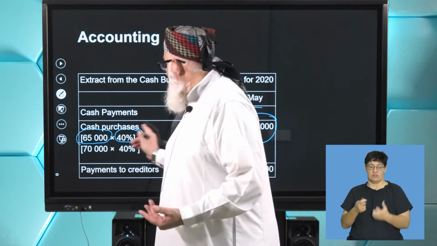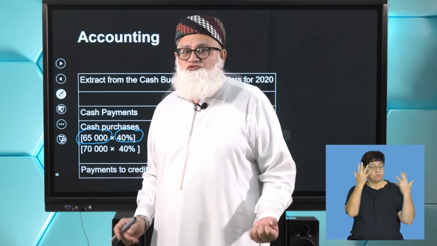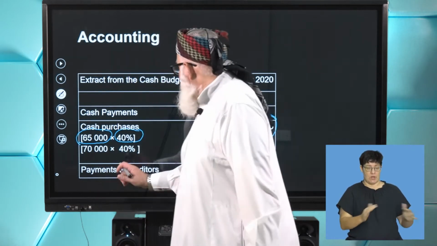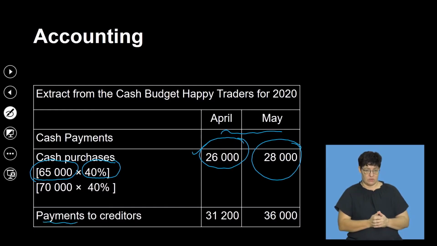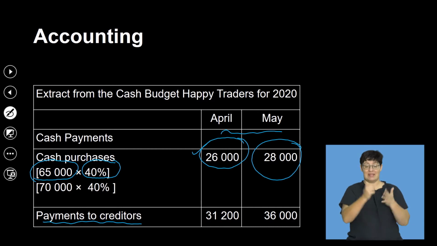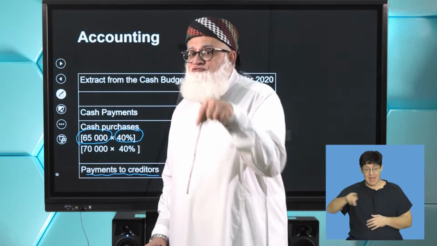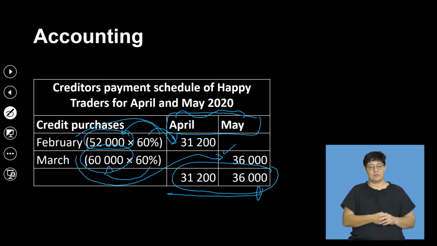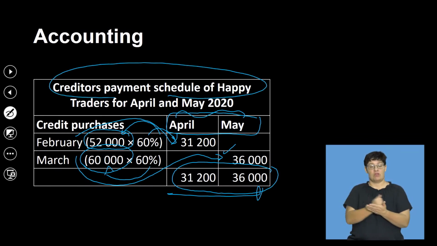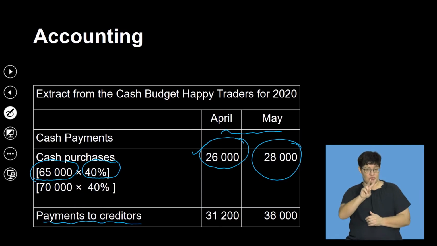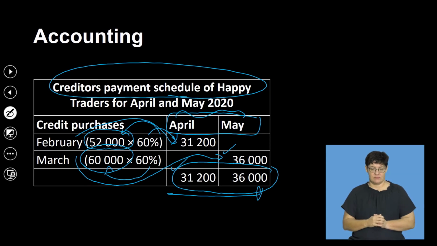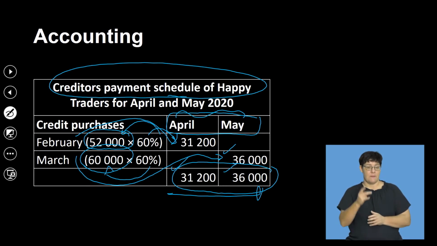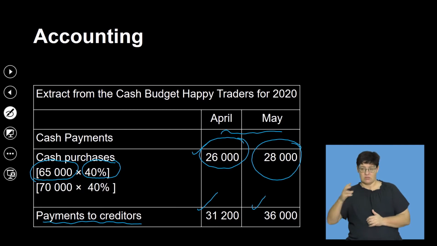Obviously, you're going to show your calculations as to how you got those figures. But your payments to your creditors, these figures are coming from where? They are coming from your creditors' payment schedule. Can you see? 31,200. There we go. 31,200. What was the next month? May. 36,000. There's your 36,000.